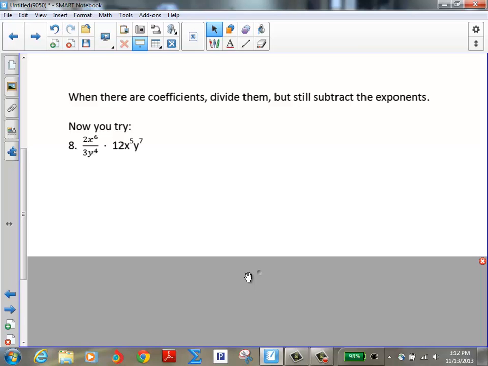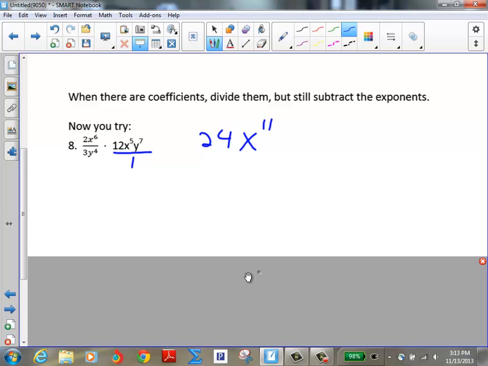Welcome back. This one had a little challenge to it in that 12x to the fifth y to the seventh wasn't already a fraction. We go ahead and make that a fraction by putting it over 1. When we multiply fractions, we multiply the two numerators together. So we'll do that right now. 2 times 12 gets us 24. x to the sixth times x to the fifth, we add those exponents. And y to the seventh.